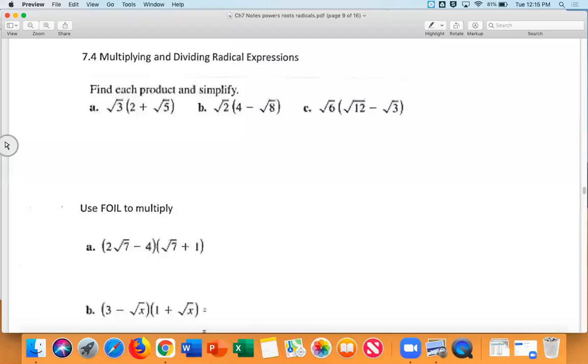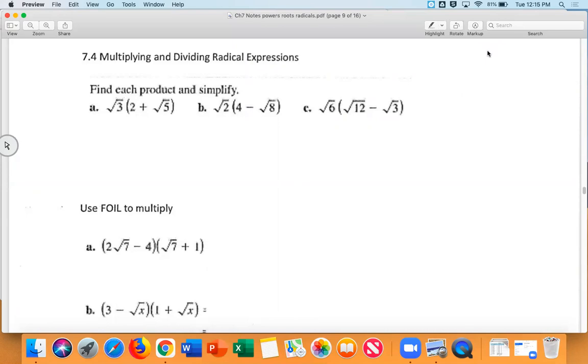All right, 7-4, multiplying and dividing radical expressions. Pretty straightforward. Lance, the one thing you need to know is you multiply inside with inside, outside with outside. Okay, it's not that difficult. If you want to write that down, you can. All right, but that is something that you guys learned in algebra.